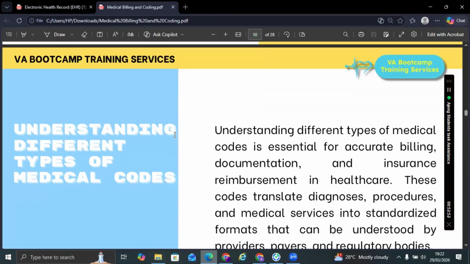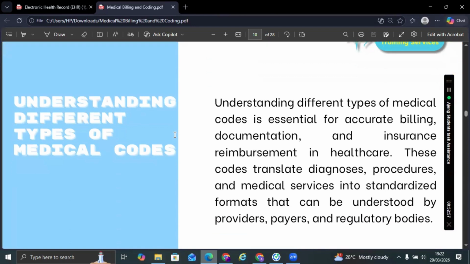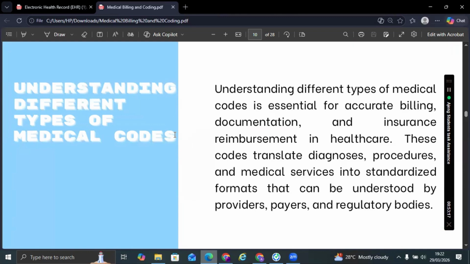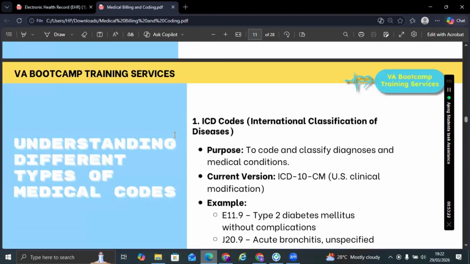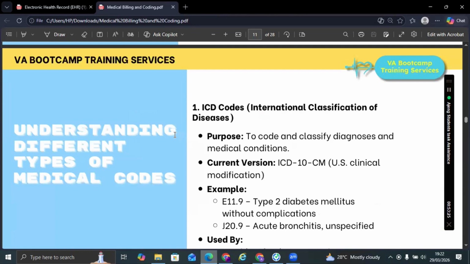Okay. Understanding different types of medical codes. Understanding different types of medical codes is essential for accurate billing, documentation, and insurance reimbursement in healthcare. These codes translate diagnoses, procedures, and medical services into a standardized format that can be understood by providers, payers, and regulatory bodies.